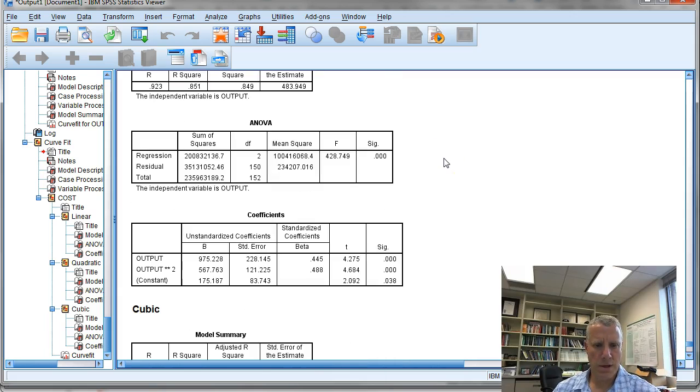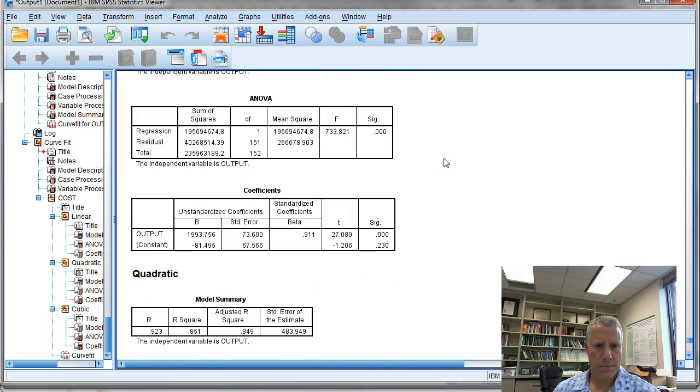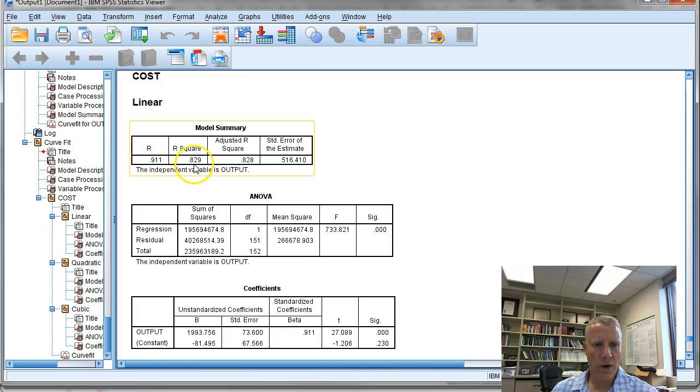So here's the same model as we estimated first. In this case, it puts the constant below the output variable. So we have an R squared of 0.83.